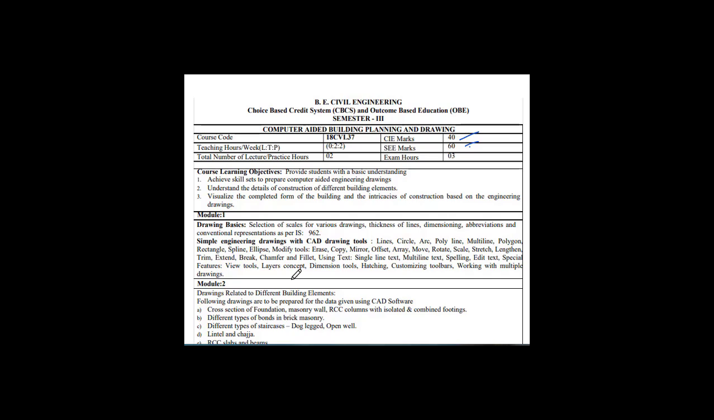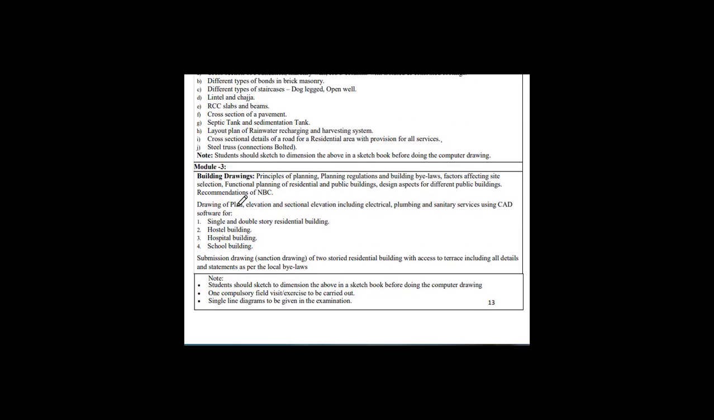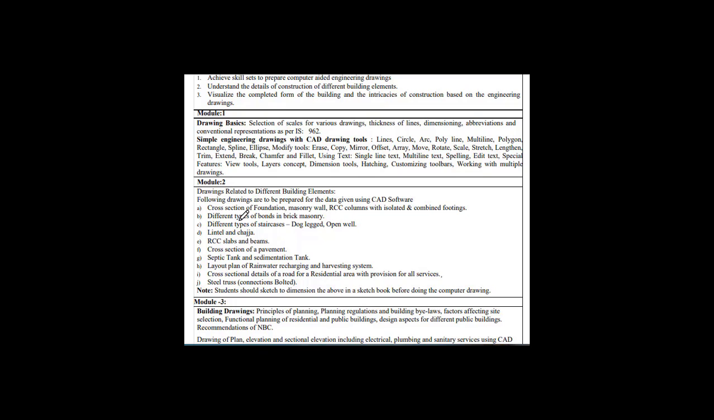Here in this computer aided building planning and drawing, we have three modules: module 1, module 2 and module 3. In module 1, basically we will try to understand how the software works and how to operate the software. The software which we are going to use is AutoCAD. In module 1, we are going to understand how the software works.